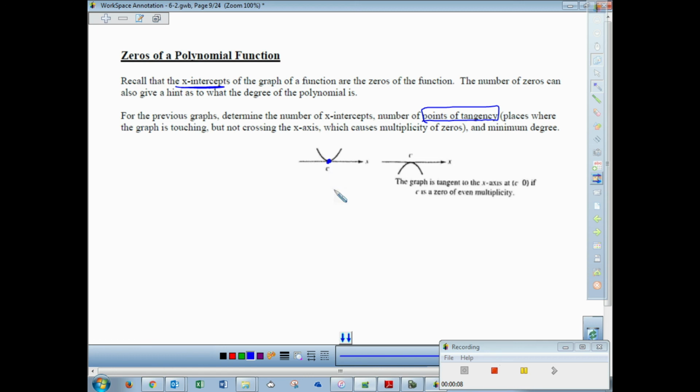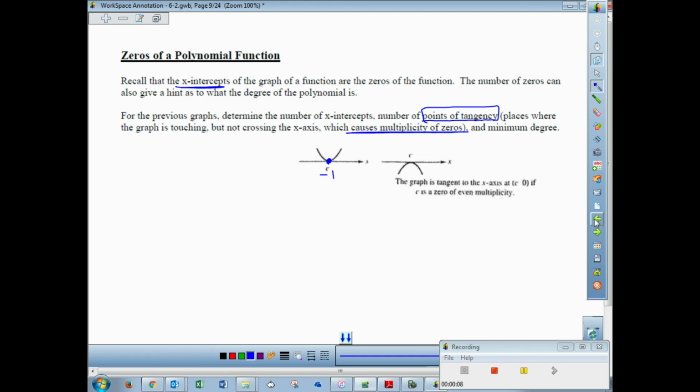So when they're asking us on the previous page, like where's the points of tangency, this is what they're talking about, where the graph touches the x-axis but does not cross the x-axis. And what happens there is when we find our roots, we get multiple roots there. So like if this was at -1 on the x-axis, that means that we've got a multiplicity of 2 for a root there at minimum. We'll talk about that later.